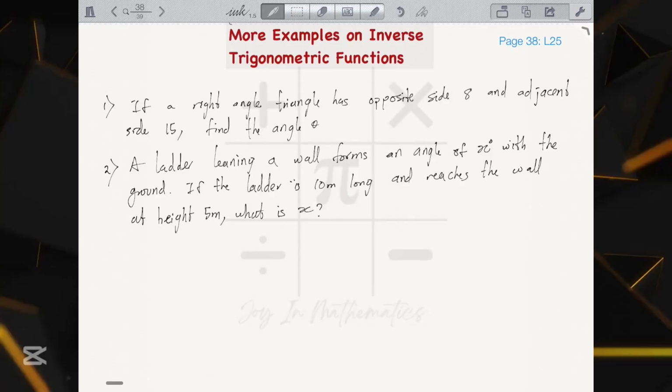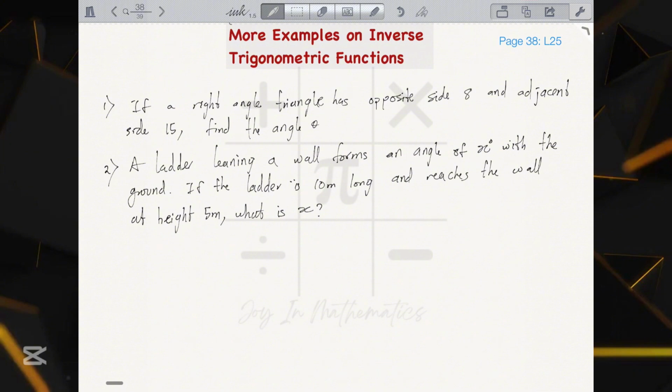All right, let's continue from where we stopped. We have looked at the concept of inverse trigonometric functions. Now we've taken some examples. Let's take more examples, but this time we'll be taking application questions.